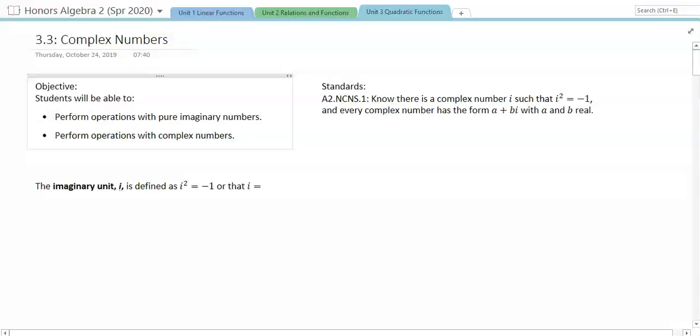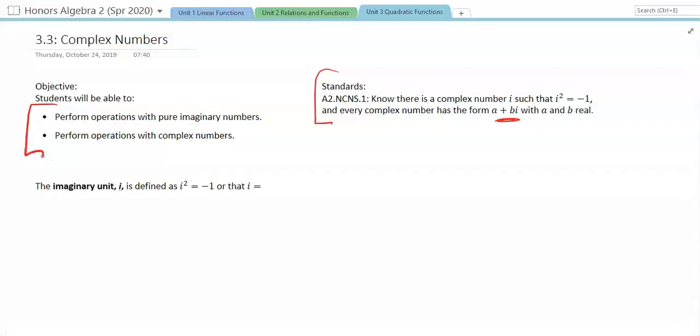What we're going to look at today is one particular standard, and that's NCNS1: knowing that there's a complex number such that i squared is equal to -1, and that every complex number is in the form a plus bi, with a and b being real numbers. And so our objective is to be able to perform operations with pure imaginary numbers and operations with complex numbers.